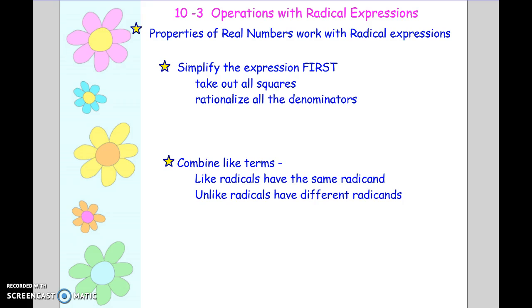So when you're combining like terms, just like if you had a variable, you can only combine radicals that have the same radicand, which means the number underneath the radical. If they have different numbers under the radical, you can't combine them. And that's assuming that you have simplified it first.